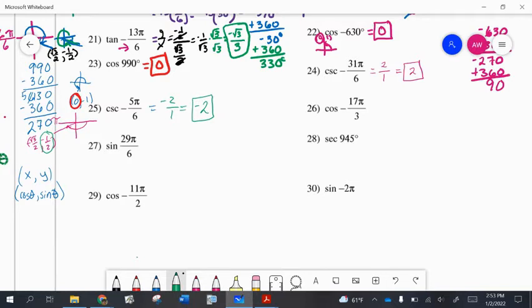Cosine of negative 17 pi over 3. Which way do you want to do it? Miss Weaver's going to show you first again. So I think about, what does a whole pi look like with a denominator of 3? It looks like 3 pi over 3. Can you count by 3 pi over 3s? And can you count backwards?